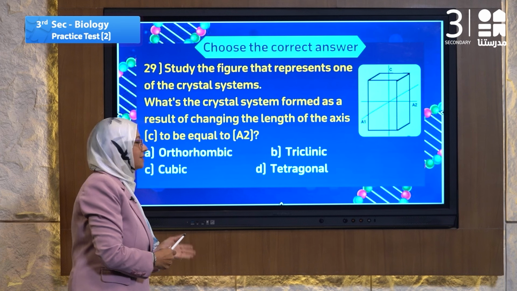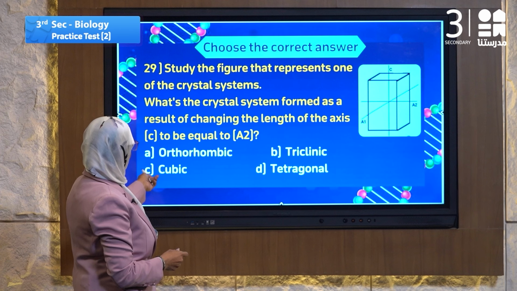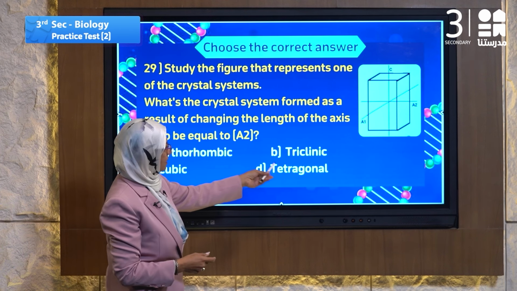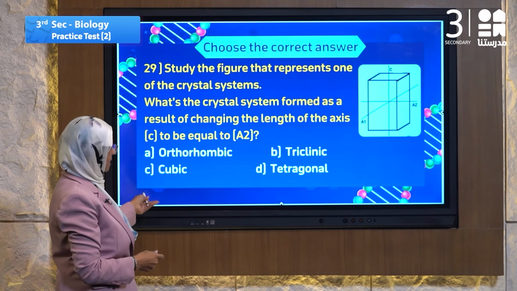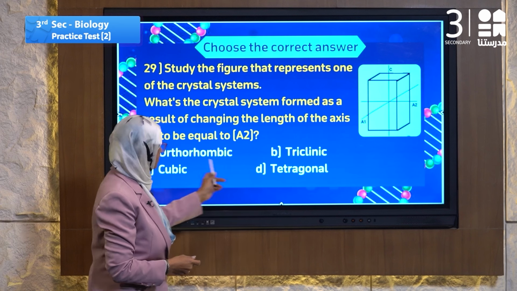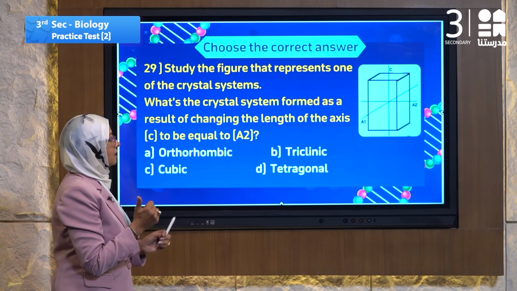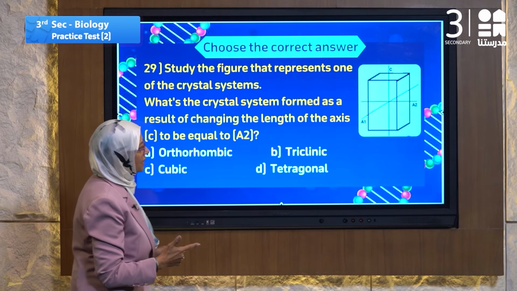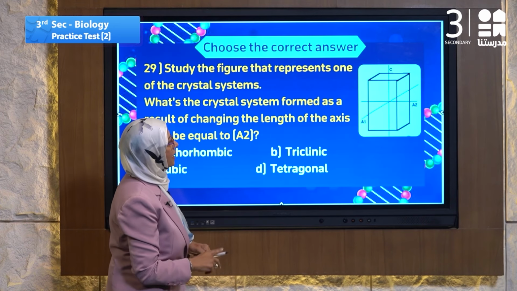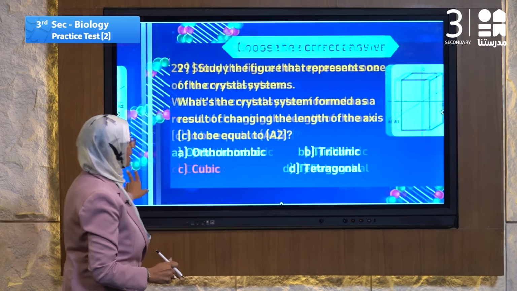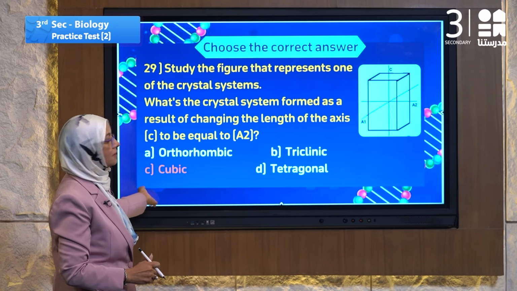Let's read. Number A, orthorhombic; triclinic; cubic; tetragonal. It must be cubic because the axes will be equal, A1, A2, and C. It will be equal. It will be a cubic one.